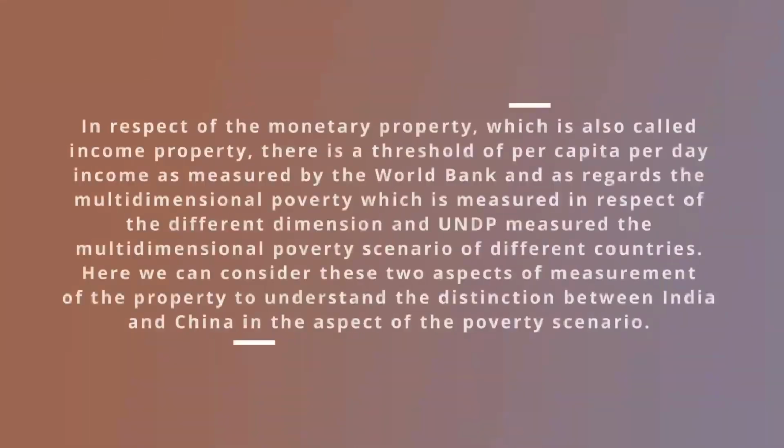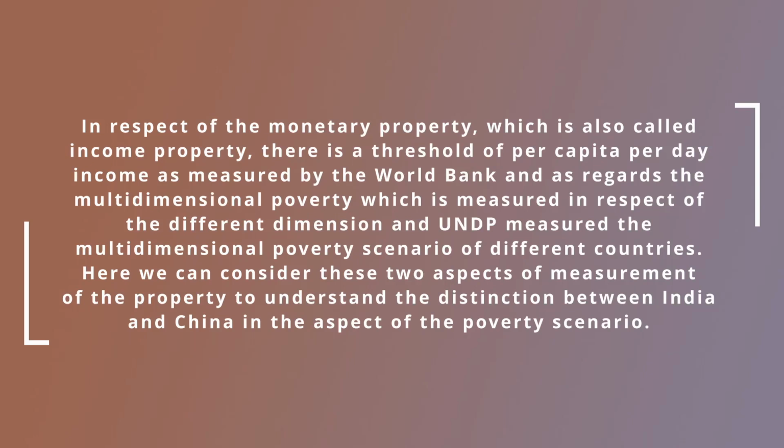Now we come to section 4, the poverty scenario of the two countries. Here we can explain the poverty scenario in respect of monetary poverty as well as multidimensional poverty. Monetary poverty, which is also called income poverty, uses a threshold of per capita per day income as measured by the World Bank. Multidimensional poverty is measured in respect of different dimensions, and UNDP measures the multidimensional poverty scenario of different countries. We can consider these two aspects of measurement to understand the distinction between India and China.